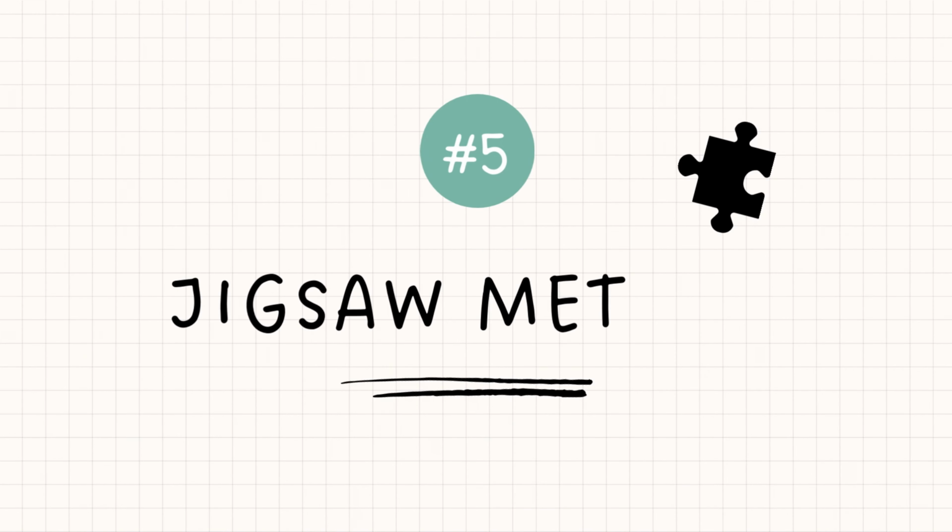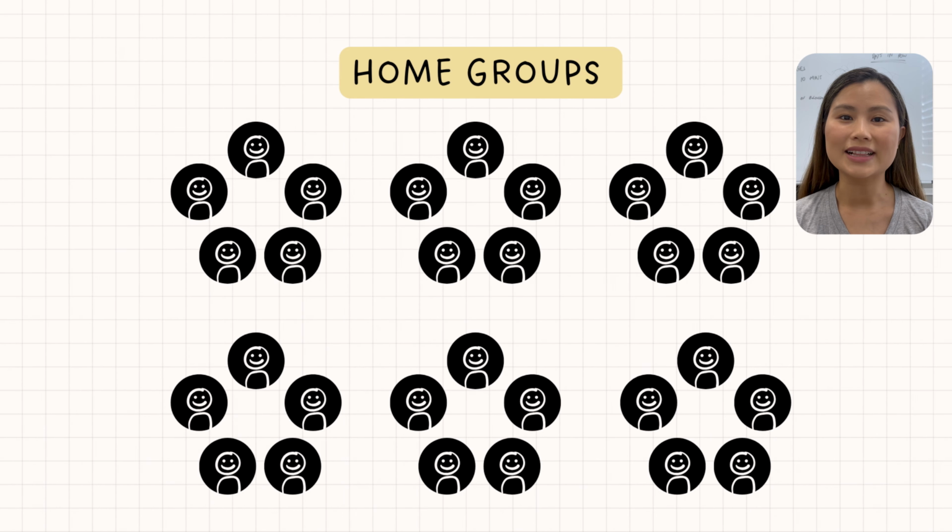And number 5, we have the Jigsaw method. This is a cooperative learning method of teaching. Essentially, you break the class into home groups with an equal amount of students in each group. If you have 30 students, you can have groups of 5. The lesson material is also broken up into 5 parts, with each student receiving a part.